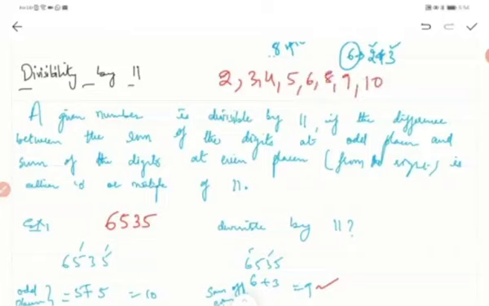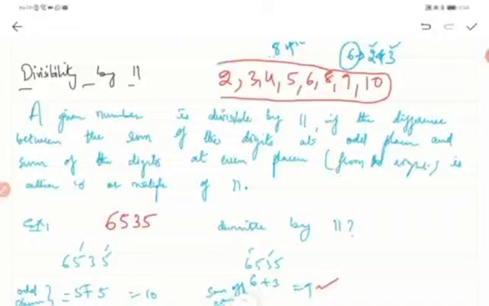Now let's move on to the divisibility test for 11. We can again revise this divisibility test. I will ask you in the class. Okay, now let's move on to the divisibility test for 11.